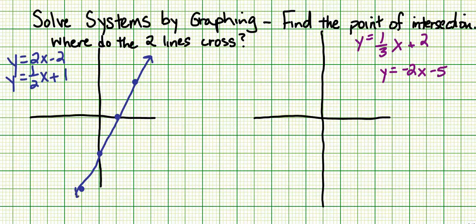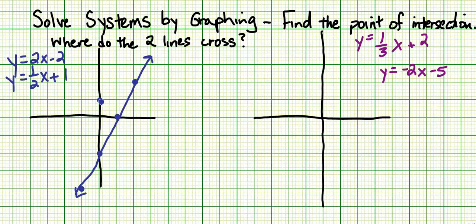So next I want to graph the second line on the same coordinate plane and see if the two lines cross. And if they do, where do they cross? We would expect that graphing two lines on the same coordinate plane, they would cross. The only time they wouldn't is if they were parallel.